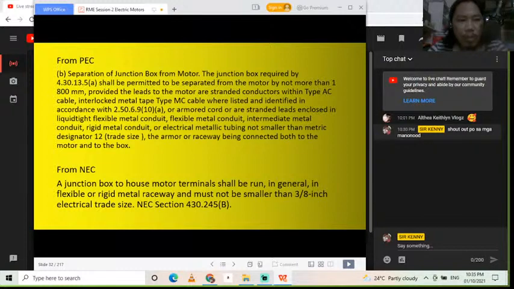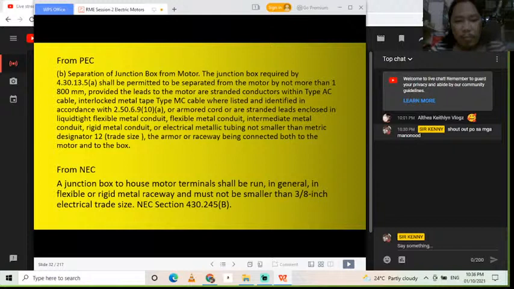So, separation of junction box from motor. The junction box required by 4 are stranded conductors within type AC cable, interlocked metal tape, type MC cable listed and identified in accordance with 2.50.6.910A, or armored cable, or are stranded leads enclosed in liquid tight flexible metal conduit, flexible metal conduit, intermediate metal conduit, rigid metal conduit, or electrical metallic tubing, not smaller than metric designator 12 trade size. So, yun lang po ang binanggit.